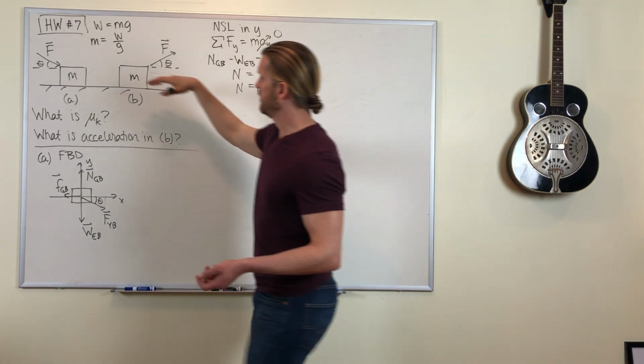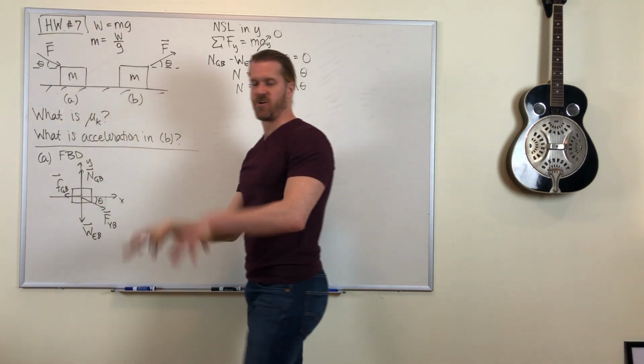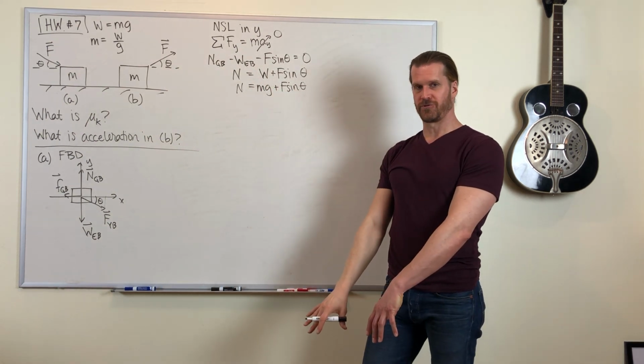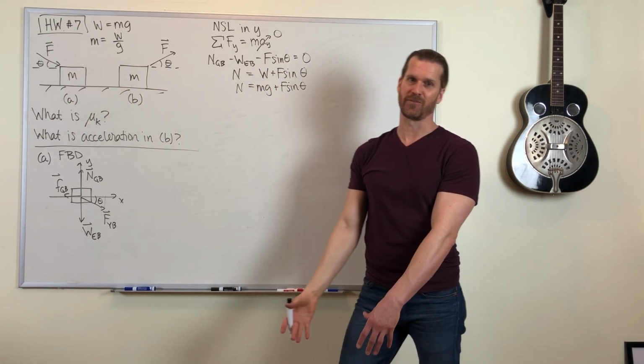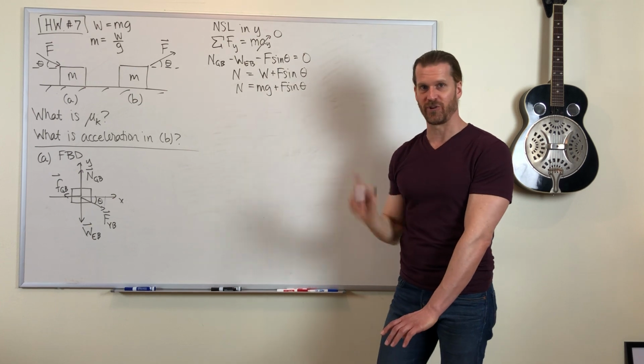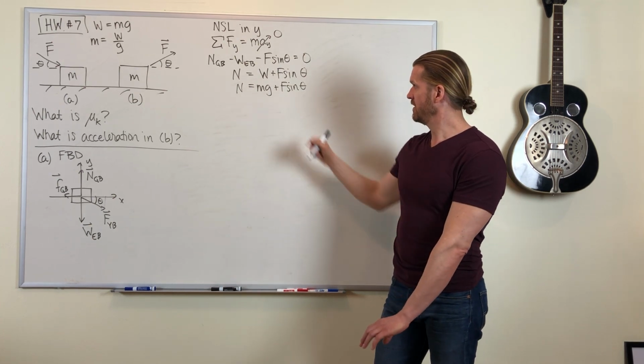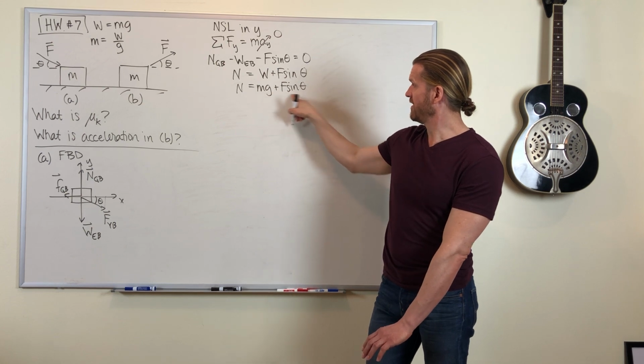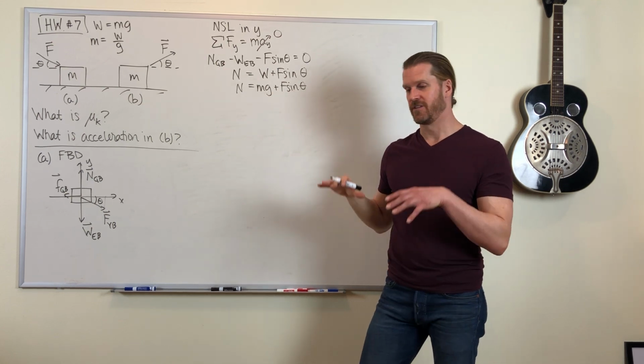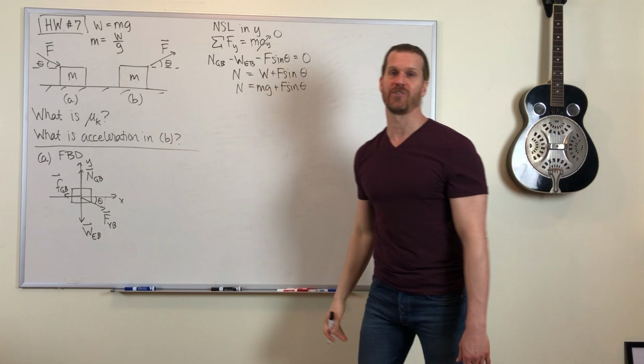That's because we're pushing the thing down. So in order to keep the box from falling through the floor, the floor has to push up with more normal force than usual. So this normal force has this additional amount that comes from the fact that we're pushing down on the box a little bit.